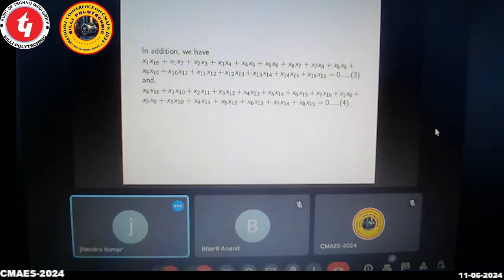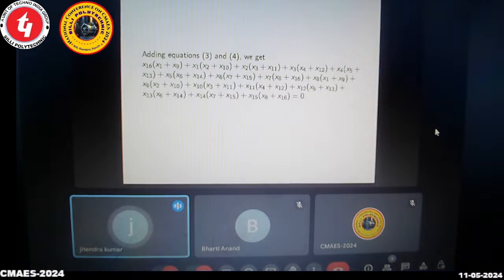After the inner product of first and second row, we will get an equation, and by the property of orthogonality it should be 0. And next, the inner product of 9th and second row will also be 0 for equation 4. Adding these two equations, equation 3 and 4, we will get this result, and due to orthogonality this also will be 0.